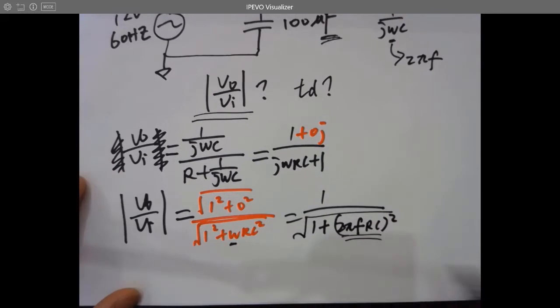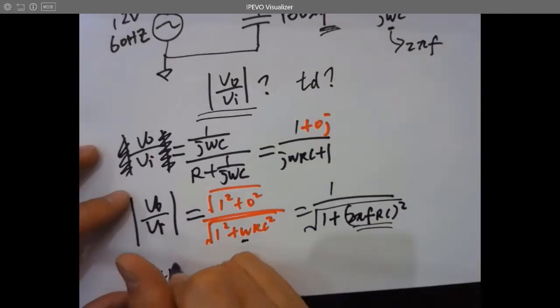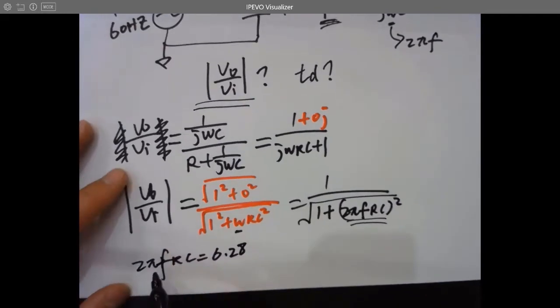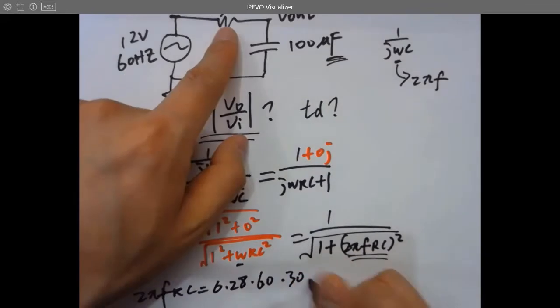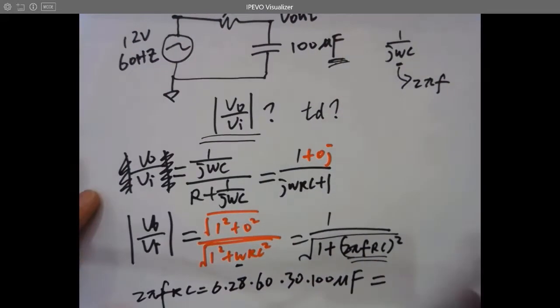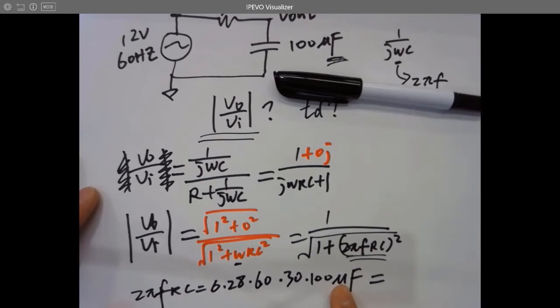And let me know what this is. Let me write it down here. 2 pi f RC equals 6.28, which is 2 times 3.14, times the frequency, 60 hertz, times R, which is 30 ohms, times 100 microfarad. And what is that? 3,000. So this will cancel this one and give you a milli. So 3 milli is 180 milli.